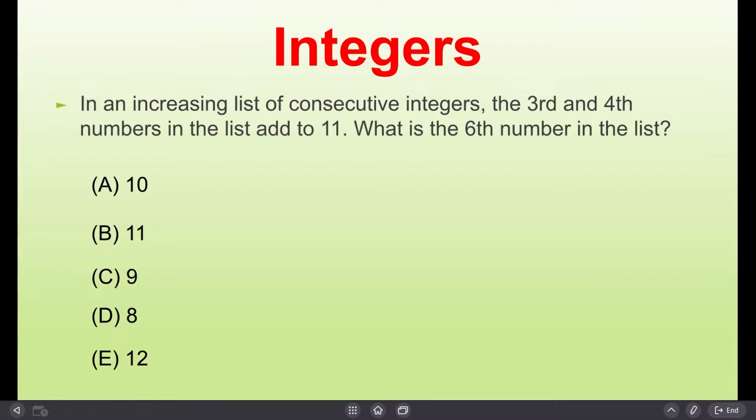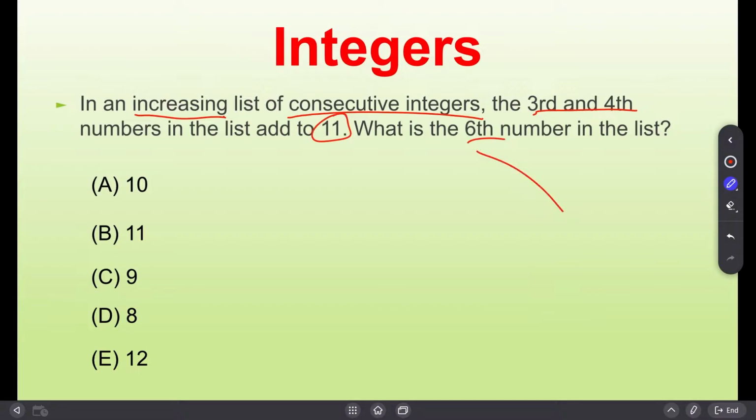So let's get started with what the solution for this is. What we're first going to want to do is look at the keywords for this question. The first keyword is an increasing list of consecutive integers, so there's an increasing number of integers. The third and fourth number on the list add to 11. So that means in an increasing list, the third and fourth equals 11. Then it's asking what is the sixth number on the list.